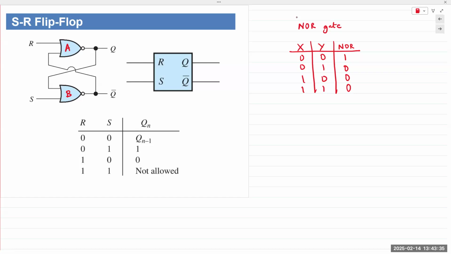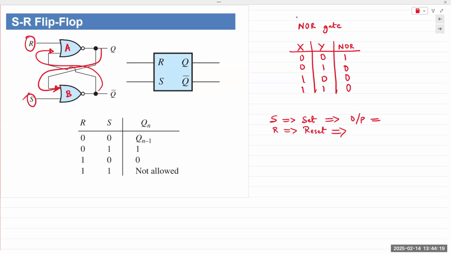This flip-flop comprises two NOR gates. The output is fed back as one of the inputs. The other two inputs are labeled R and S. The R stands for reset. The S stands for set. So S stands for set, and R stands for reset. Set, as the name suggests, would set the output to 1. Output goes 1. And if reset is high, then the output goes to 0.